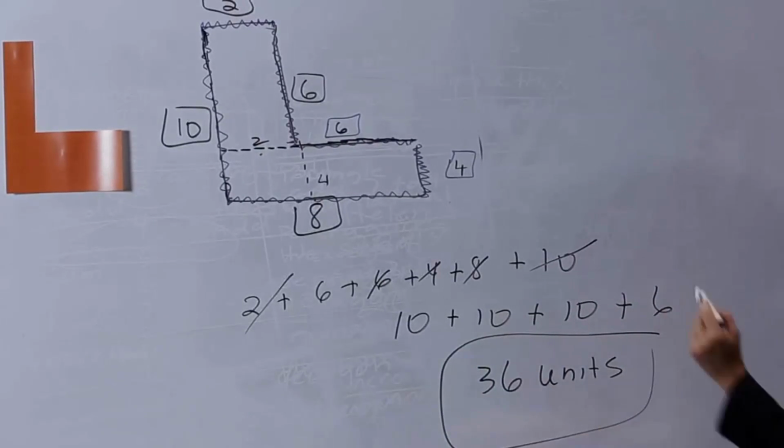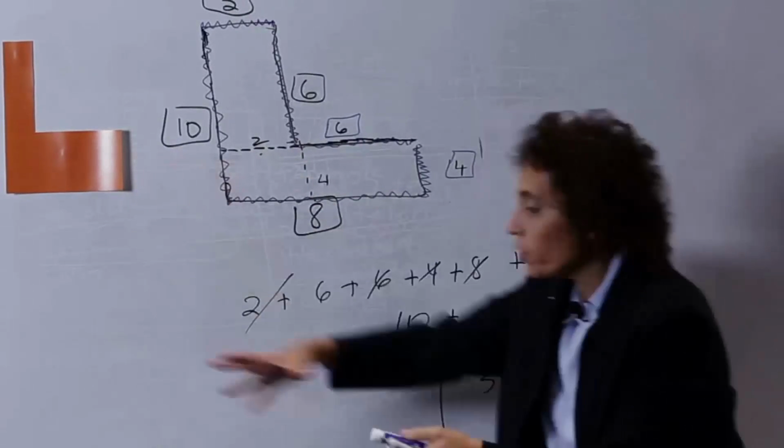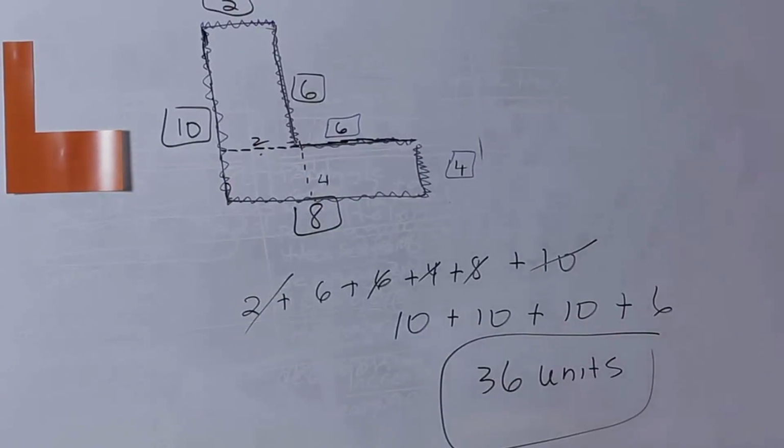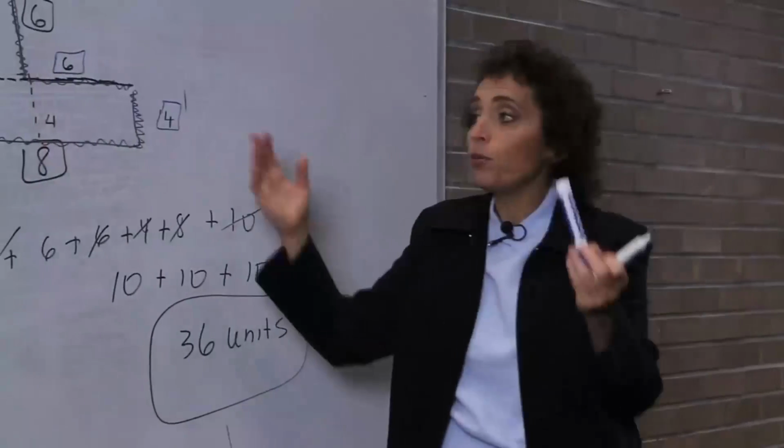We have 36 units. So sometimes you have to do more work to get the perimeter than just add up exactly what's there. Okay. I hope you enjoyed this lesson.